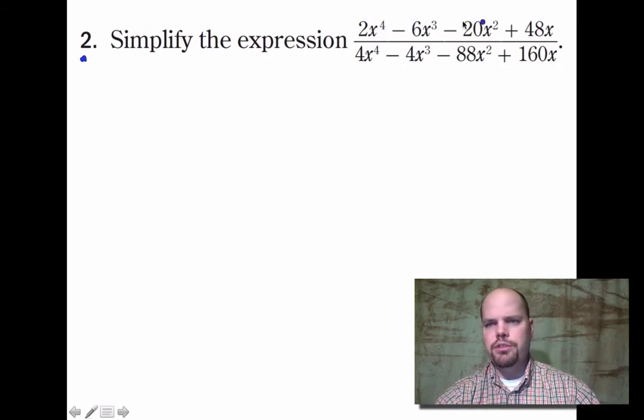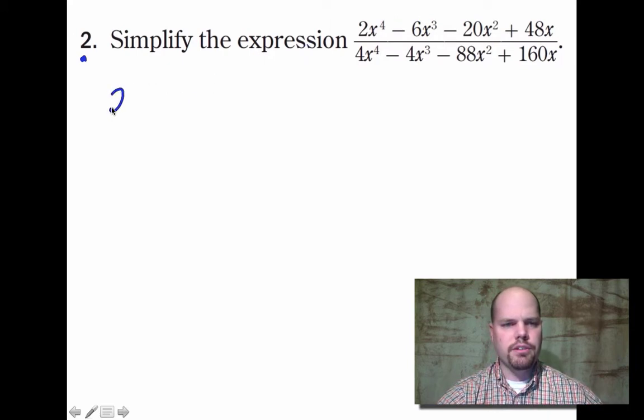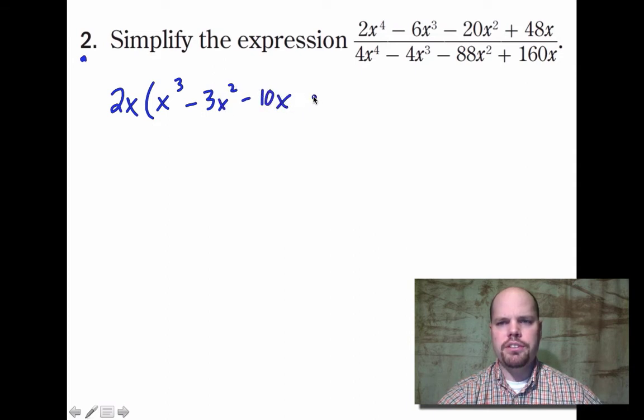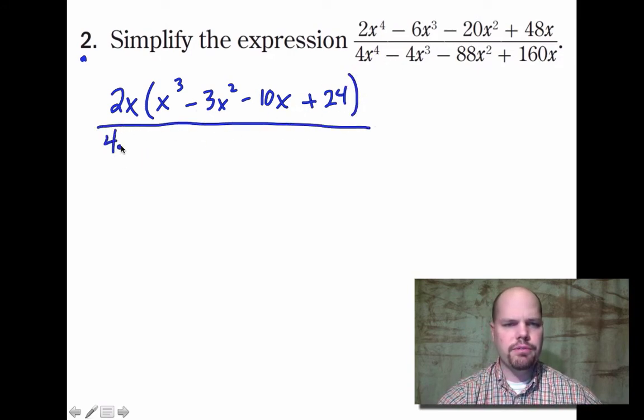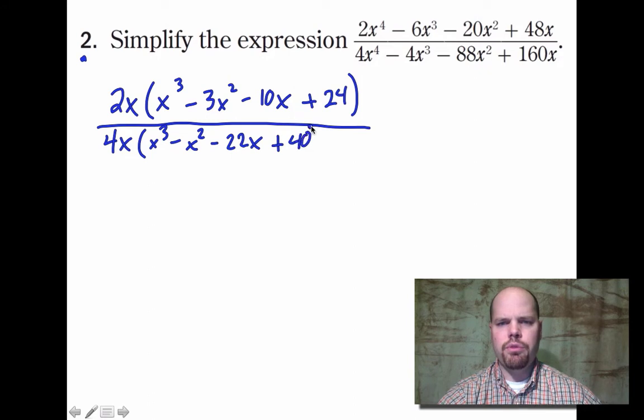It appears there's a 2x in everything there. So let's factor out a 2x. And what's left? Well, we'd be left with x cubed minus 3x squared minus 10x plus 24. Okay, in the denominator, it looks like we could take a 4x out, so we could factor out a 4x, and what's left would be x cubed minus x squared minus 22x plus 40.